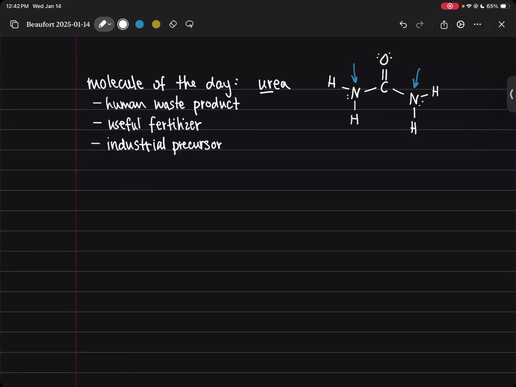The nitrogens both have 3 bonds and 1 lone pair. The carbon has 4 bonds. One of them's a double bond, but 1, 2, 3, 4 bonds total. Oxygen has 2 bonds and 2 lone pairs. Again, the 2 bonds are together in 1 double bond, but that's okay. And then the hydrogens all have 1 bond, and so they're happy.